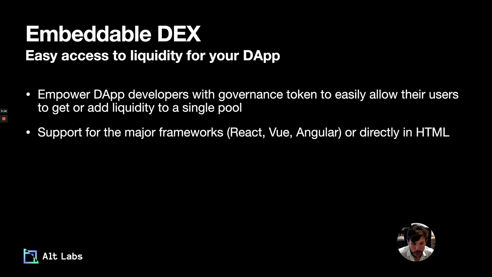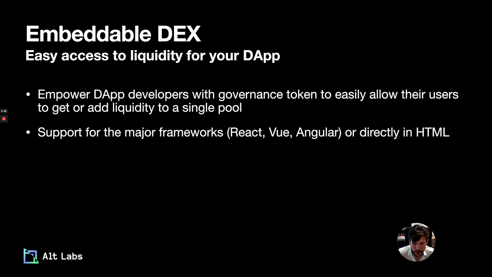The main objective of Embellable DApps is to provide a web component to the developer that he can then use either in React, Vue, or Angular, or directly use in an HTML page. The reason why this is important is because usually as a developer, you're going to have your token and you want to provide some liquidity to that token. So you want to provide a way for users to trade ADA for that particular token and add liquidity to that particular liquidity pool in case they want to participate.